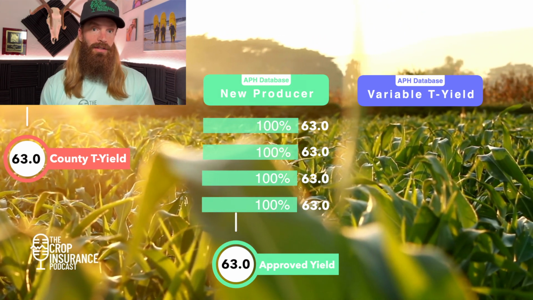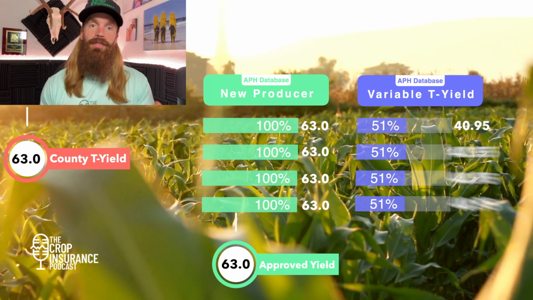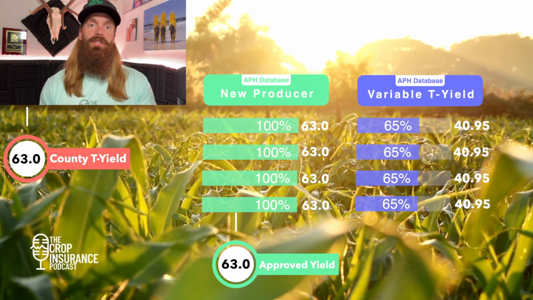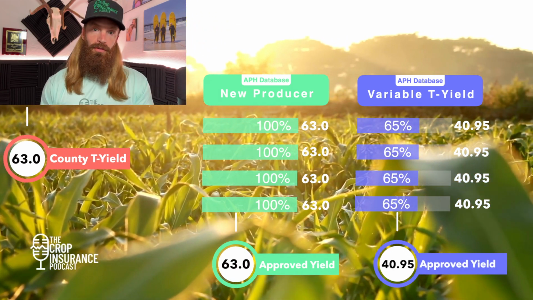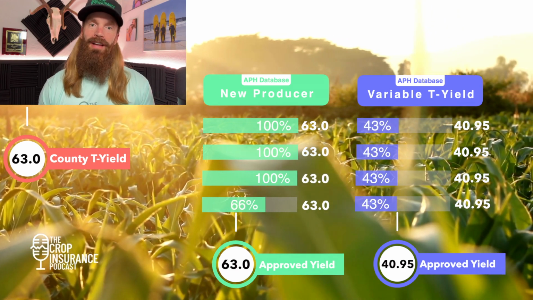But if you're not a new producer, you have to follow the variable T yield rules, and you only get 65% of the county T yield, which is 40.95. So when you average that out, your approved yield for a non-new producer is 40.95.